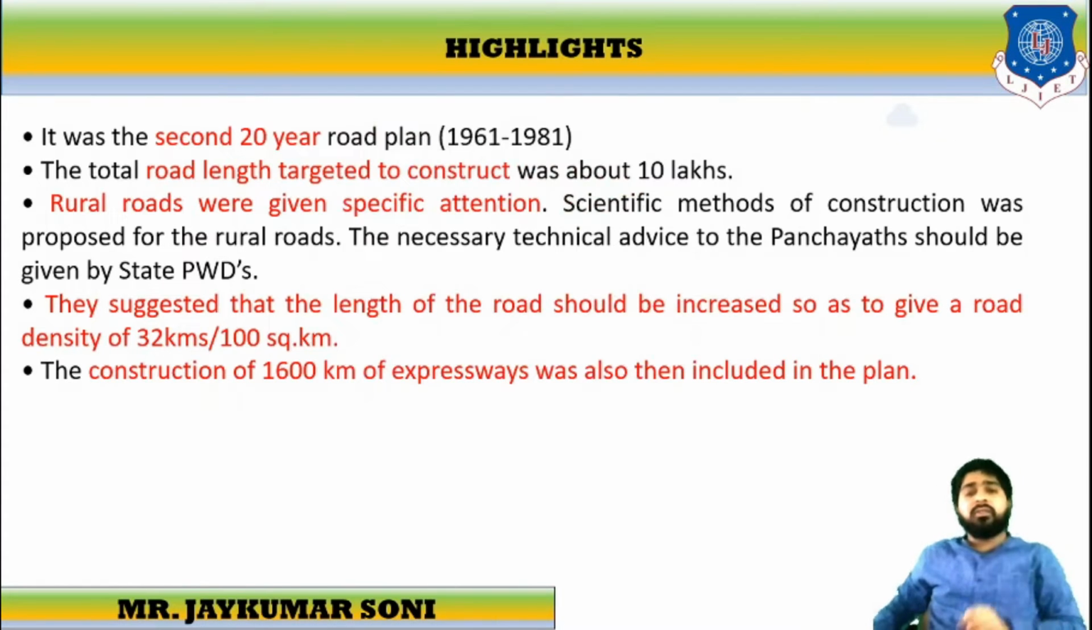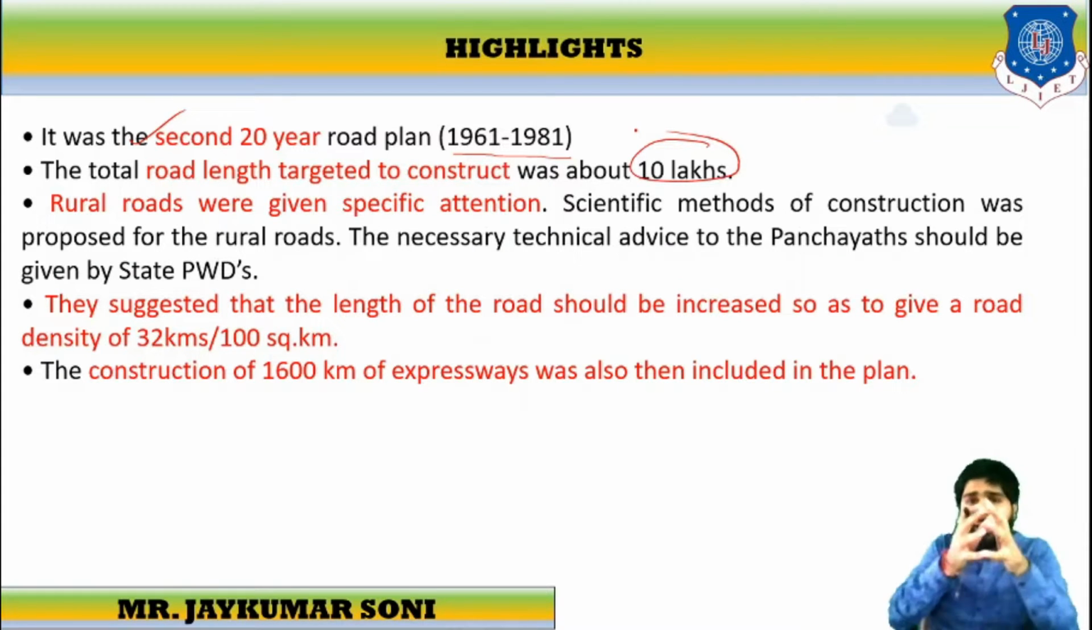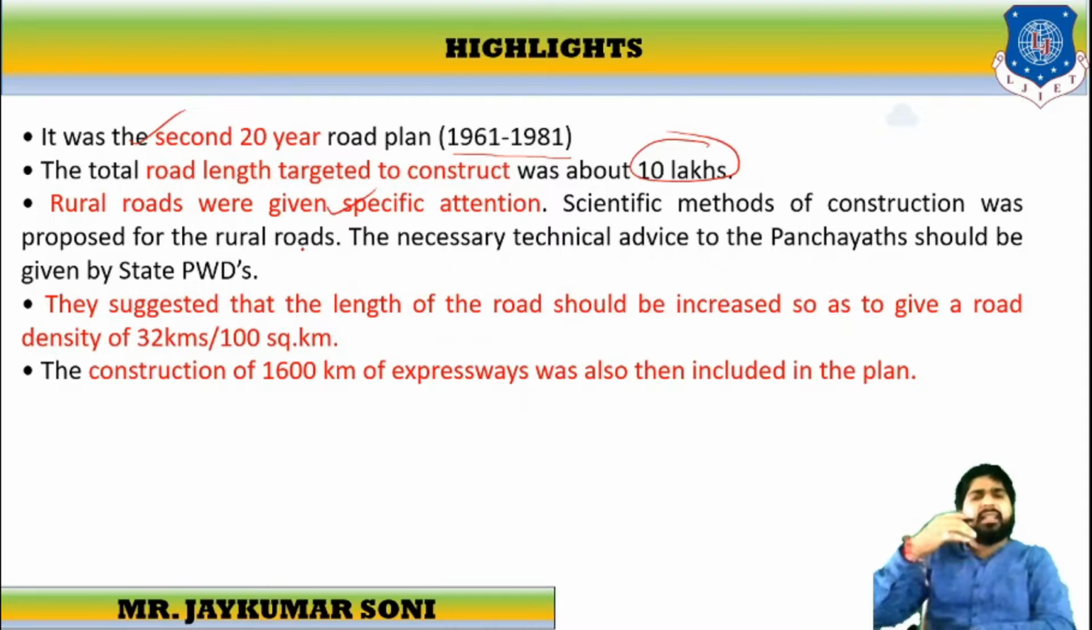Now, let us learn about certain highlights. First, it is called the second 20-year plan. The years were from 1961 to 1981. The total road length targeted for construction under this tenure was about 10 lakh kilometers. And in this second 20-year plan, rural roads were given specific attention. Various scientific methods of construction were also proposed for rural roads.